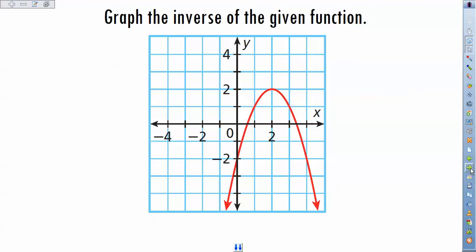So let's put this in action. We're going to close this little segment of the lesson here, and what I'd like you guys to do is take a look at this function. I'd like you to graph the inverse of that function. And then with the next video we'll go over the solution.